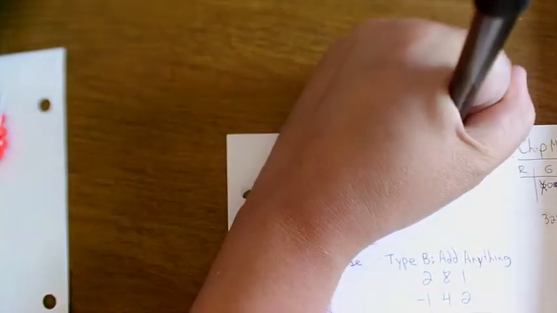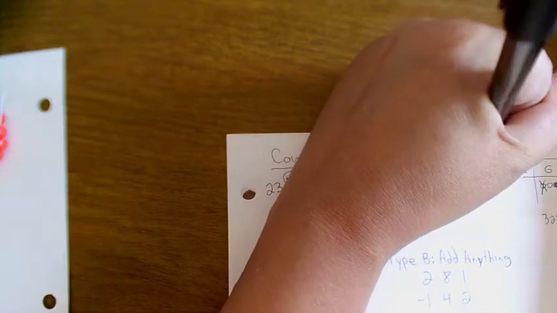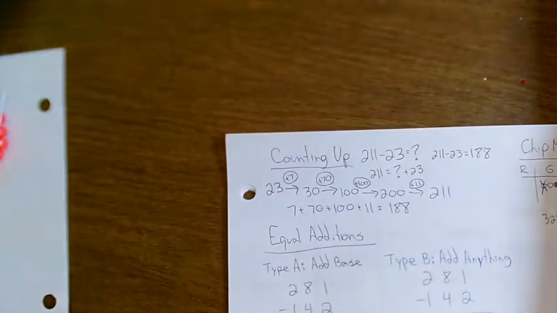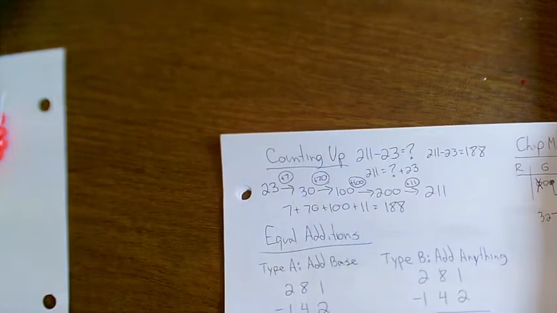So 211 minus 23 should be 188. Okay, so counting up. Okay.